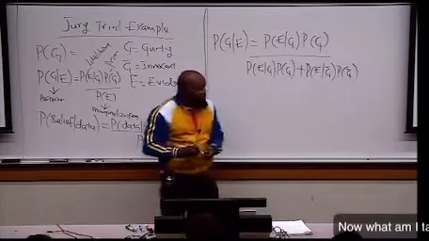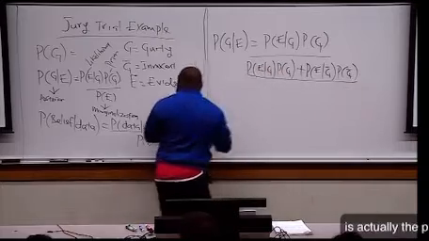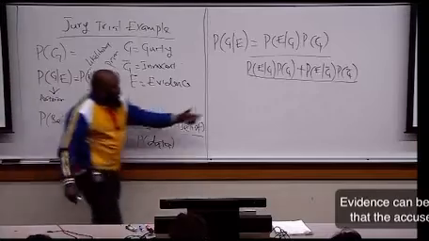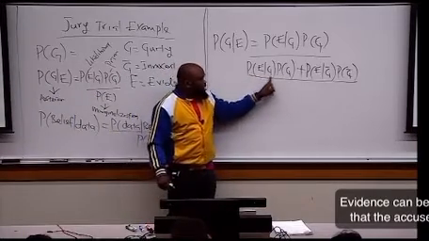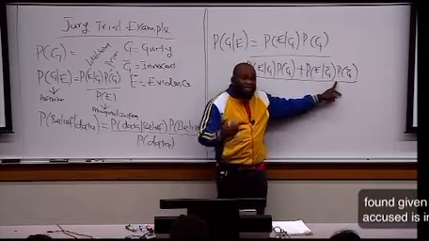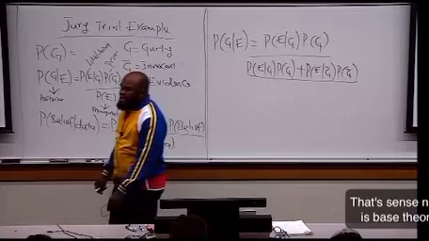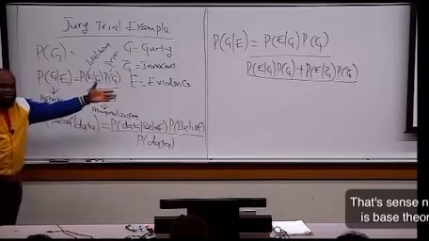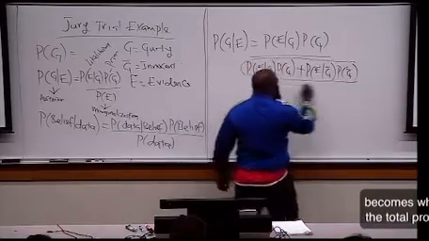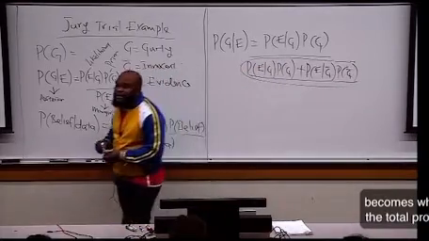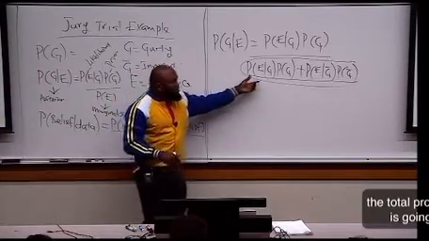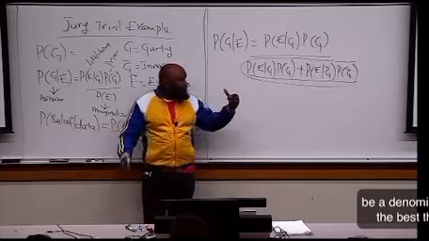Now, what am I talking about? This guy here is actually the probability of the evidence. Now, let me tell you this. Evidence can be found given that the accused is guilty, or evidence can be found given that the accused is innocent. Does that make sense now? So this is Bayes' theorem, and this guy actually becomes what I call the total probability. I told you the other time, the total probability is going to be the denominator for Bayes' theorem.